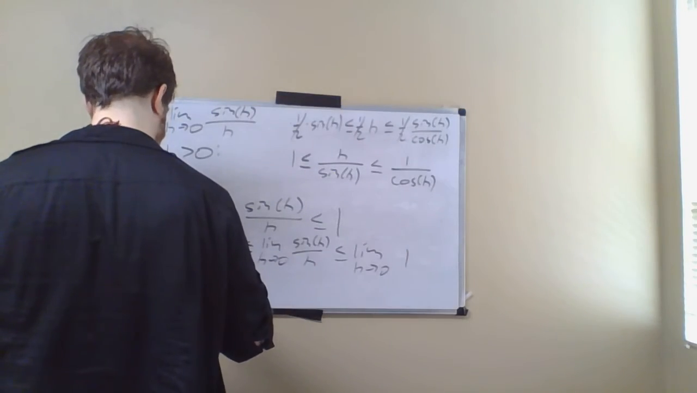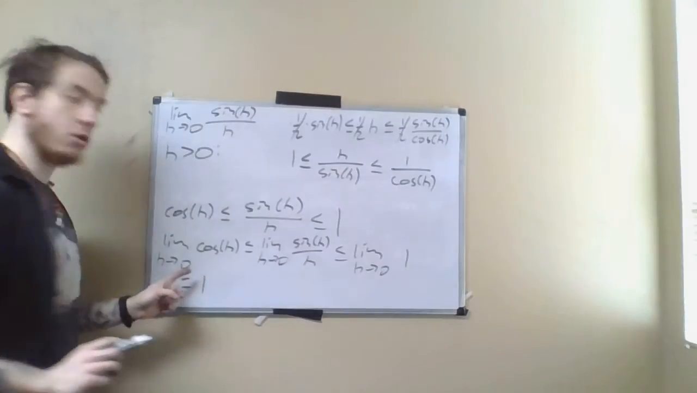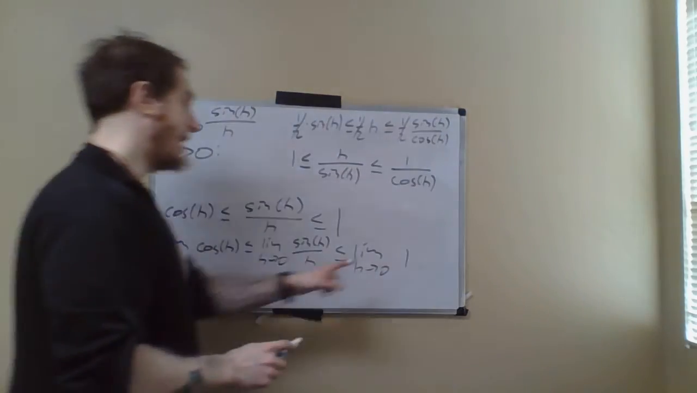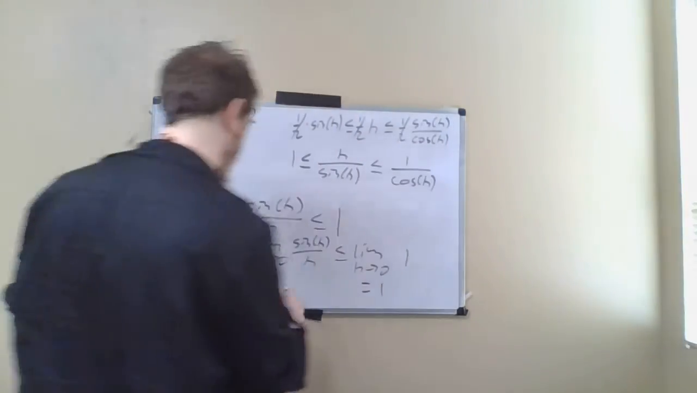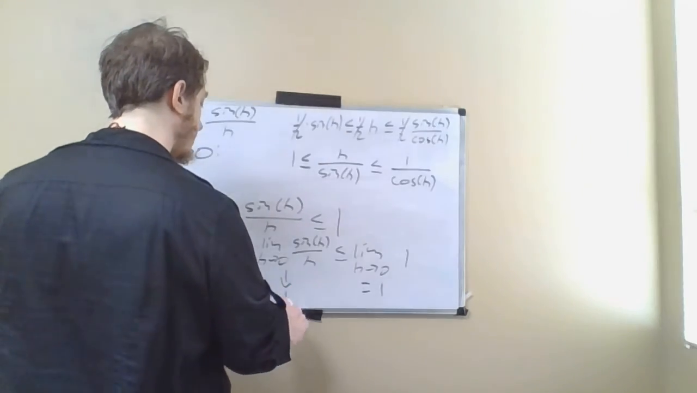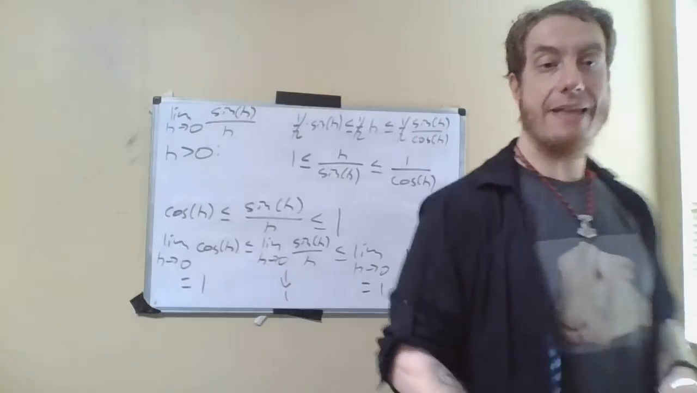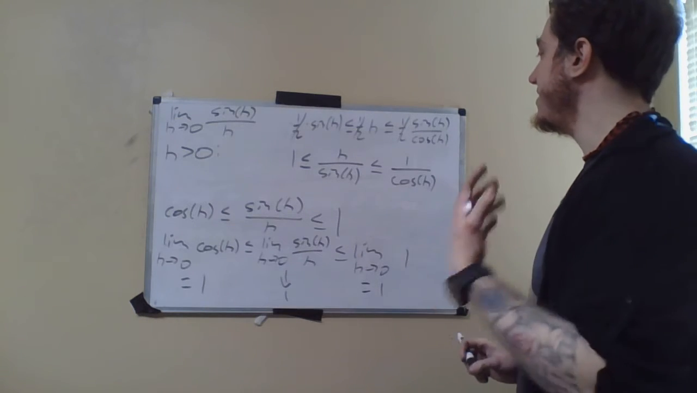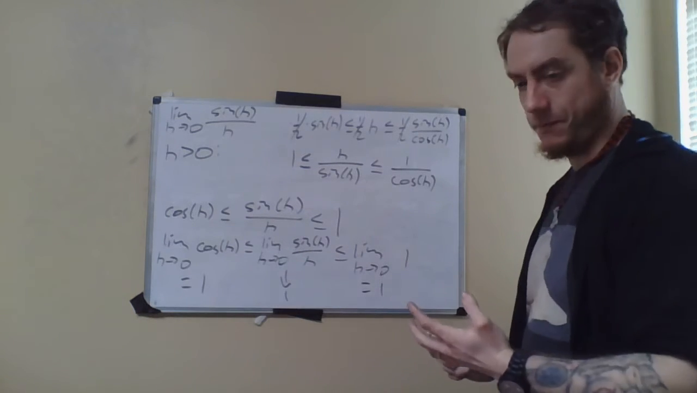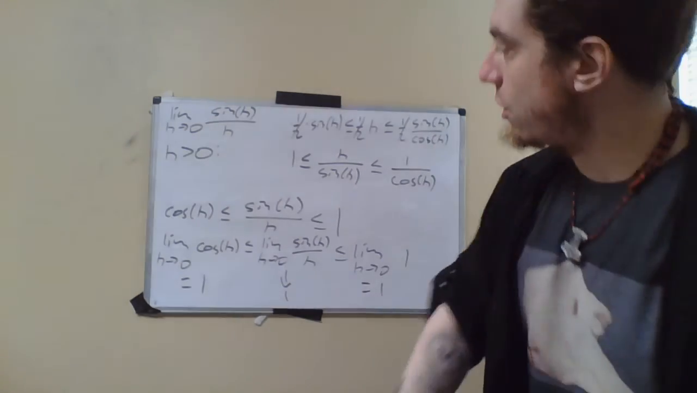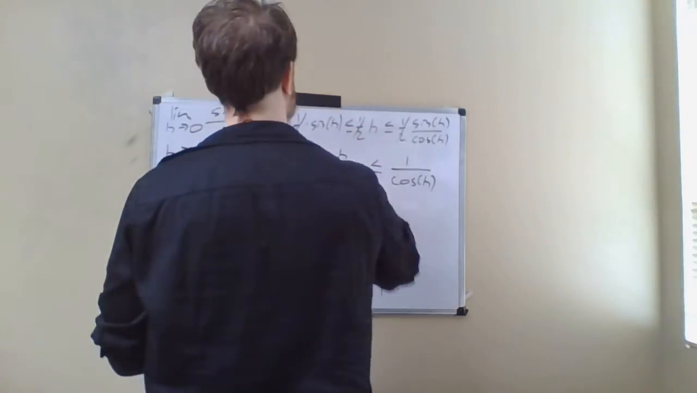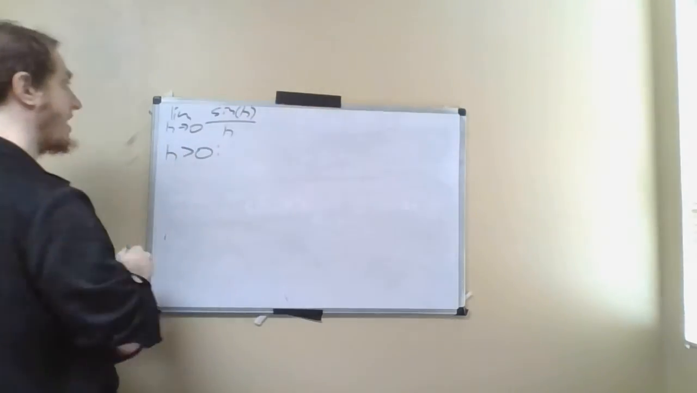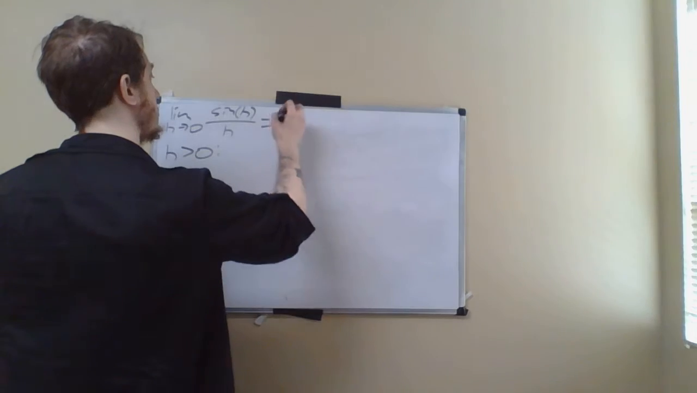However, cosine is continuous, so this is equal to 1, because the cosine of 0 is 1. And 1 is a constant, so this is also equal to 1. Therefore, this limit is equal to 1 as well. And that is exactly what we expected. We expected that this limit would be equal to 1. So now we also need to figure out, what about that? Let's write down what we found here. This limit is equal to 1.